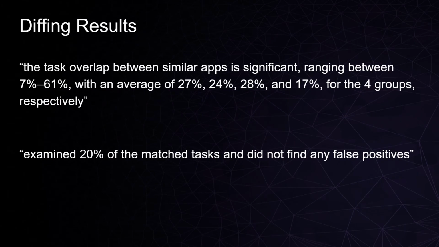For the differing results, they found that the task overlap between similar apps was significant, ranging between 7% and 61%, with an average of 27%, 24%, 28%, and 17% for the 4 groups respectively. They examined 20% of the matched tasks manually, and they did not find any false positives.